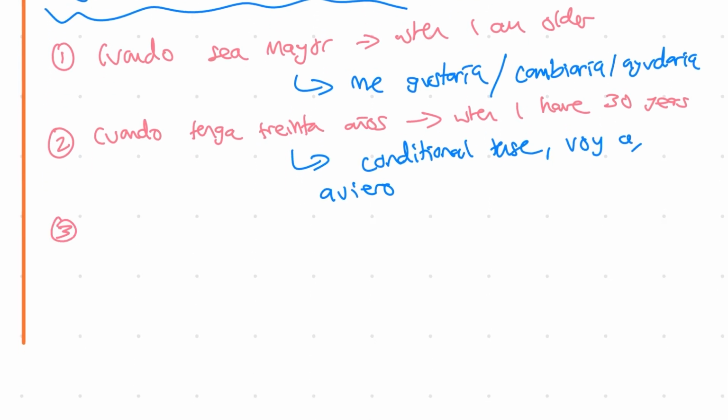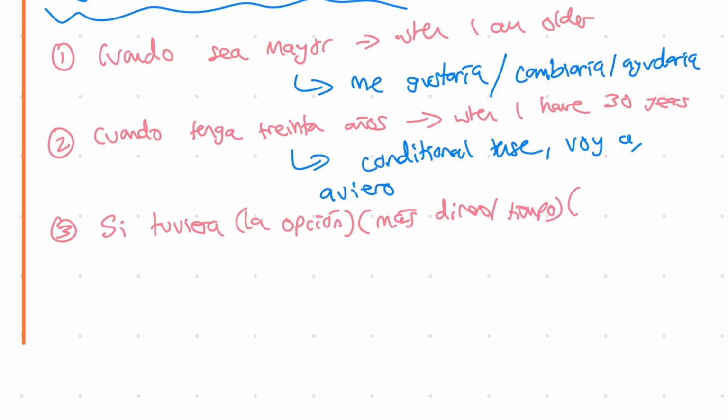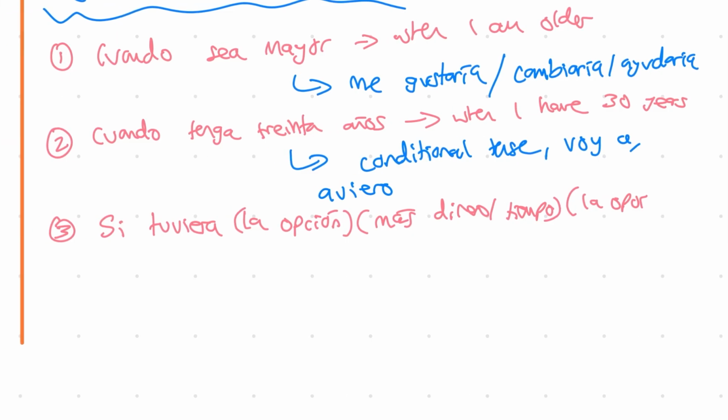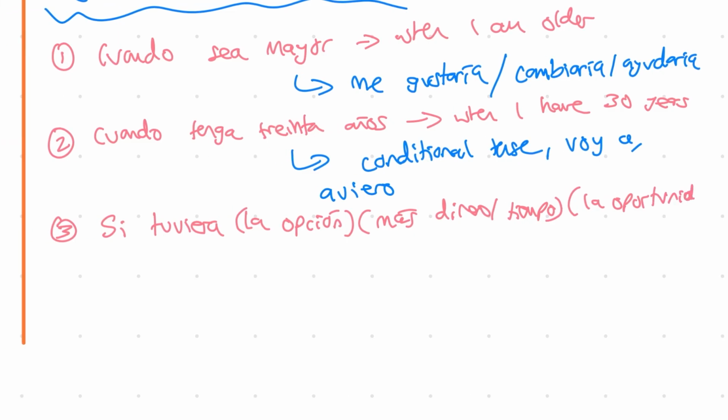Another example of the subjunctive, this time the imperfect subjunctive. So if I say si tuviera, I could say la opción, if I had the option, or si tuviera más dinero o más tiempo, or I could also say si tuviera la oportunidad. A lot of different sort of nouns you can put in this case. Oportunidad, and then you can say I would. So compraría, for example, compraría una casa, or any sort of conditional expression here as well.